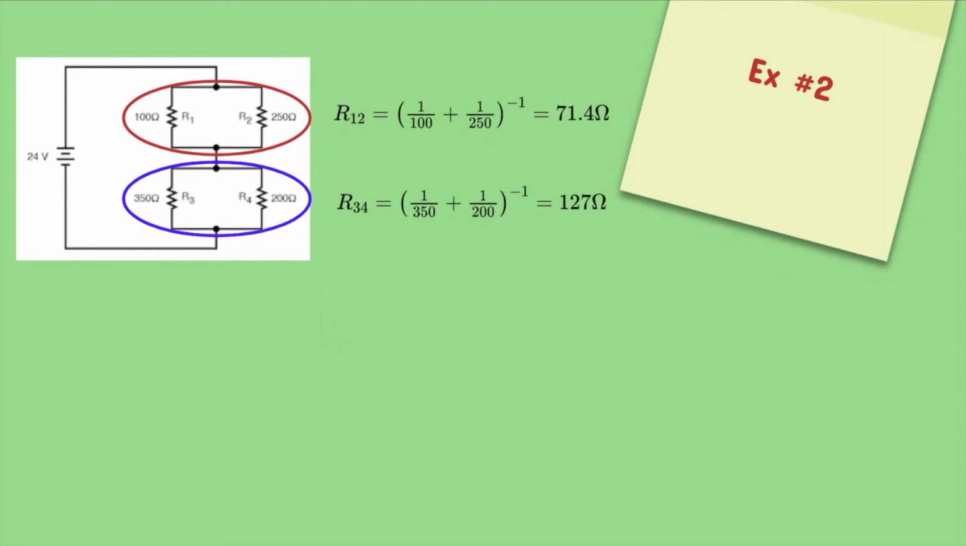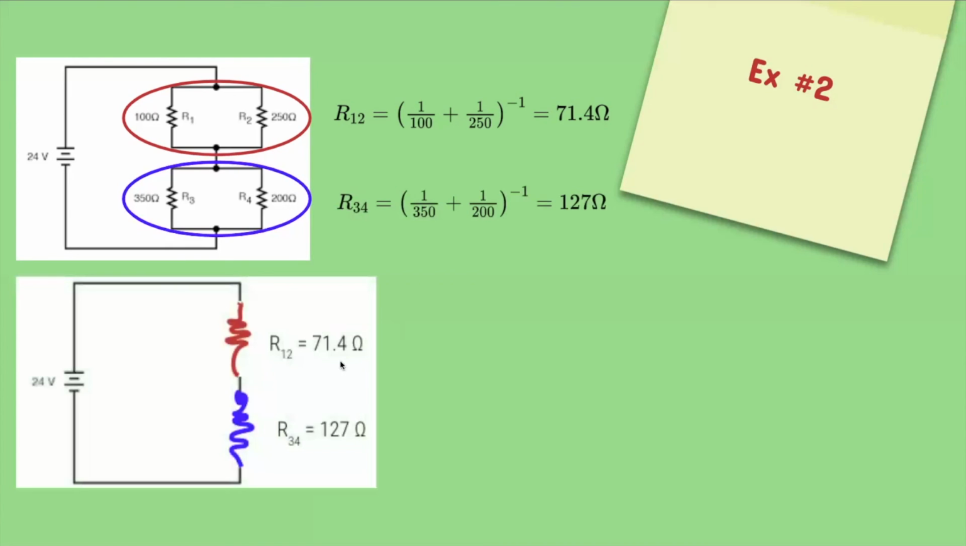So now I'm going to do the replace and redraw step, step 3. I'm going to replace R1 and R2 with a 71.4 ohm resistor. I'm going to replace R3 and R4 with a single 127 ohm resistor. And I know I'm not done yet because I'm not down to a single resistor, but I'm right there. Together, these two resistors are in series, so I can add up their equivalent resistance. Together, all four resistors act like a single 198.4 ohm resistor.